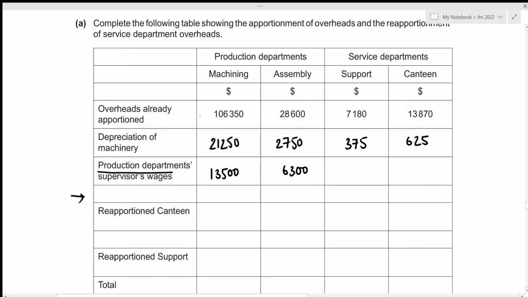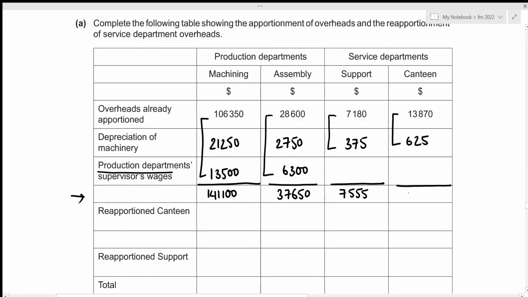For machining, that's the sum of these three values, 106,350 plus 21,250 plus 13,500, which gives the total to have the value of 141,100. For assembly department, that's the total of these three amounts. That's 28,600 plus 2,750 plus 6,300, which gives the total to be 37,650. For support department, that's the sum of these two values, 7,180 plus 3,075, which gives the value of 7,555. And finally for canteen, that's 13,870 plus 625, which gives the value of 14,495.